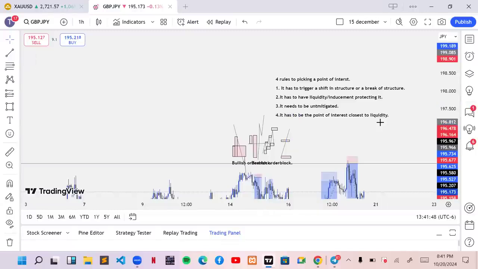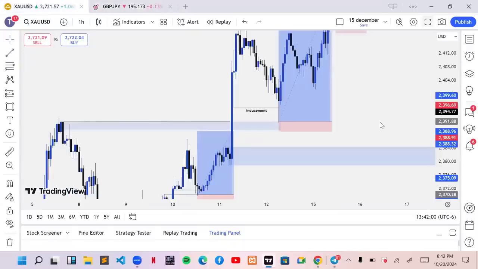It has to trigger a shift of market structure or break of structure. It has to have liquidity or inducement protecting it. It needs to be unmitigated. It has to be the point of interest closest to the liquidity. Pay attention to this rule. We hardly lose these setups.